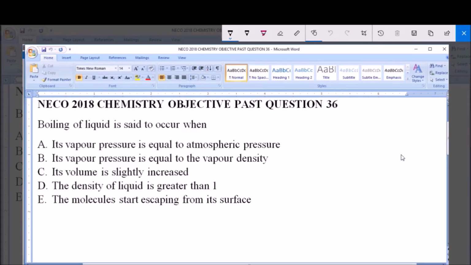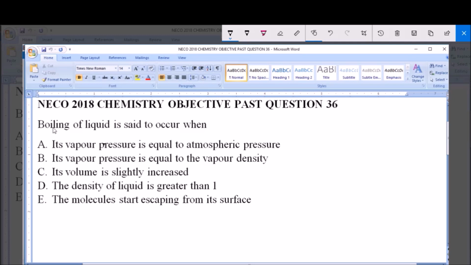Hello and welcome. I will be answering NECO 2018 Chemistry Objective Past Question 36. Boiling of a liquid is said to occur when A. Its vapor pressure is equal to atmospheric pressure, B. Its vapor pressure is equal to the vapor density, C. Its volume is slightly increased, D. The density of the liquid is greater than 1, E. The molecules start escaping from its surface.